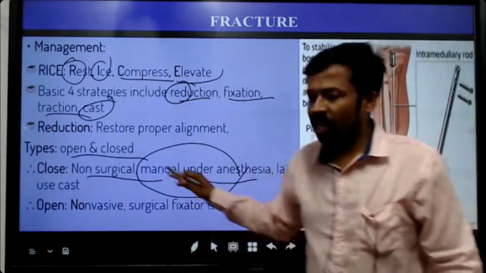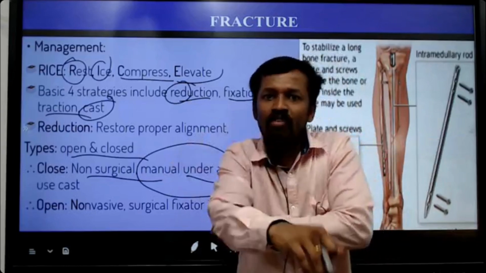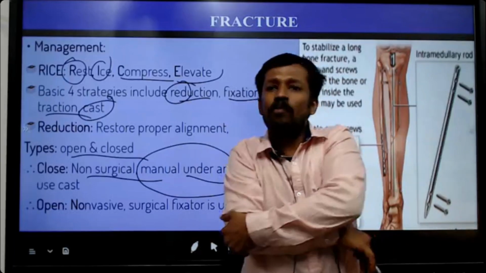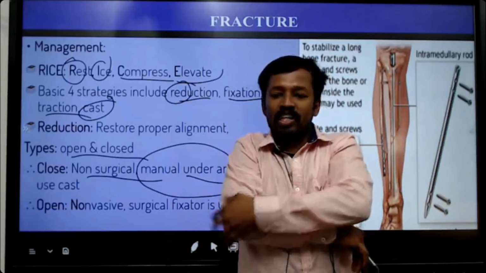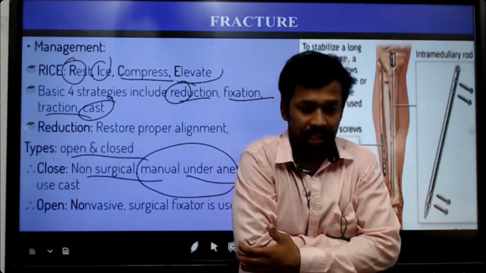Then after that, what will we do? After correction, after reduction, what will we do? We will keep a plaster cast. We will keep a plaster cast for what purpose? To settle it down, isn't it? To settle it for immobility. For what purpose? Immobility.